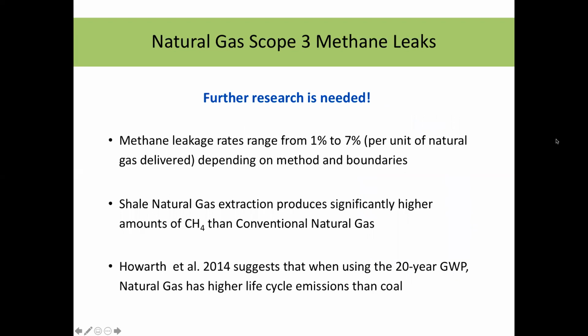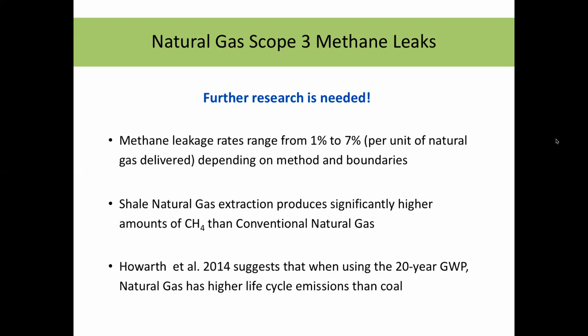And like I just mentioned, we have further research to do specifically about methane emissions associated with these upstream emissions for natural gas. So far, we found that there's a range of rates between a little bit more than 1% up to about 7%, and that's per unit of natural gas delivered to the consumer. This range heavily depends on the methods and boundaries set in each individual life cycle analysis. So the top-down studies and the bottom-up studies don't really agree. And it also depends on the type of natural gas.